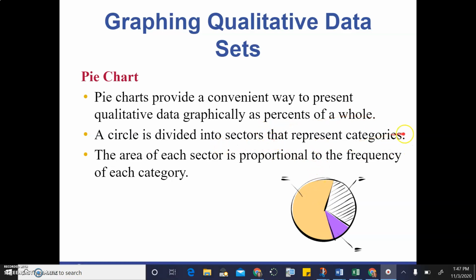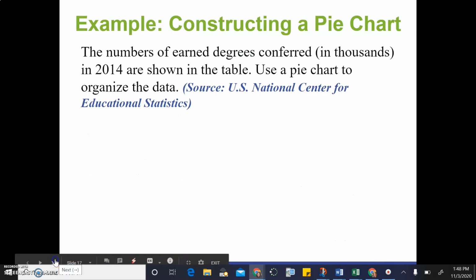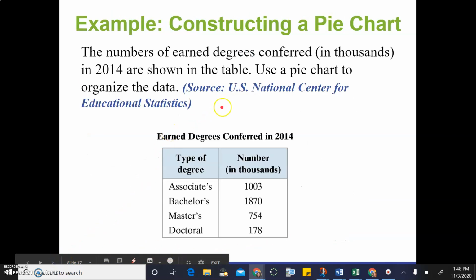And each little pie chart is a different category, and usually there's a color that helps. People like to make them colorful, although they don't have to. The area of each sector is proportional to the frequency of each category. So a bigger chunk of the graph means a bigger percent of the people answered that question in that way. So to construct a pie chart.